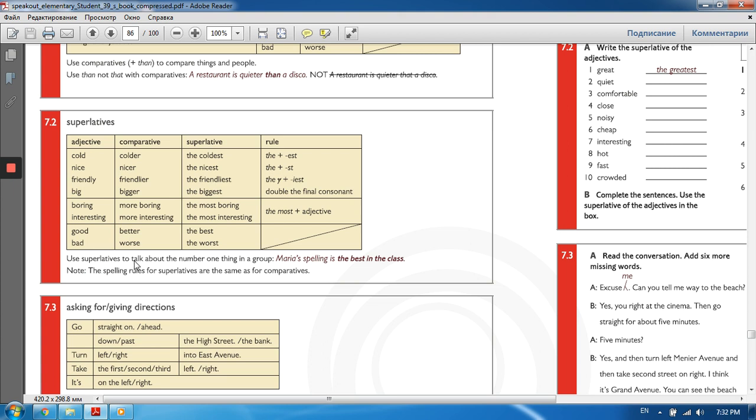Use superlatives to talk about the number of one thing in a group. Maria's spelling is the best in the class. Note, the spelling rules for superlatives are the same for comparatives. Well, so we are going to speak about these spelling rules, which are the same with the comparative degree. So let's go back to our lesson.